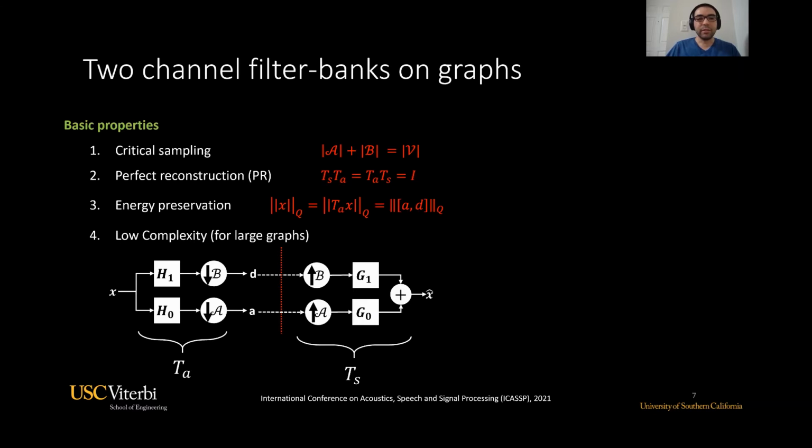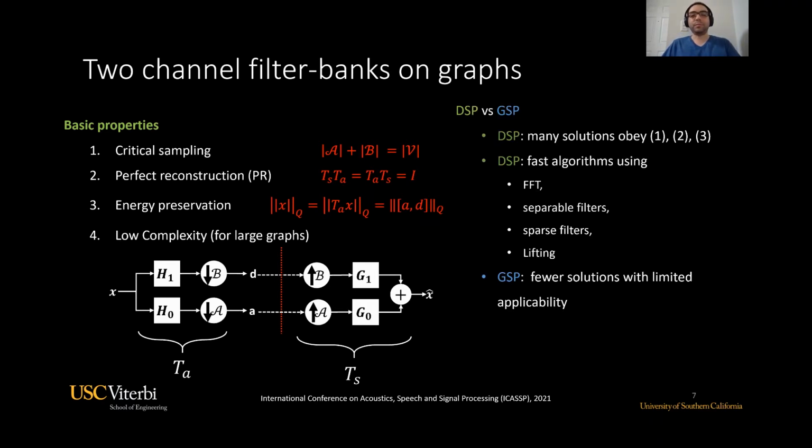Now, on graphs, we're interested in filter banks that have several useful properties. One of them is critical sampling, which basically means that the size of the input is equal to the size of the transform coefficients. Another property we're interested in is perfect reconstruction, which basically means that the system is invertible. And finally, energy preservation in the norm Q, which is useful for stability of algorithms. And of course, we need the overall implementation to have low complexity, so we can use these methods for high-dimensional signals on large graphs.